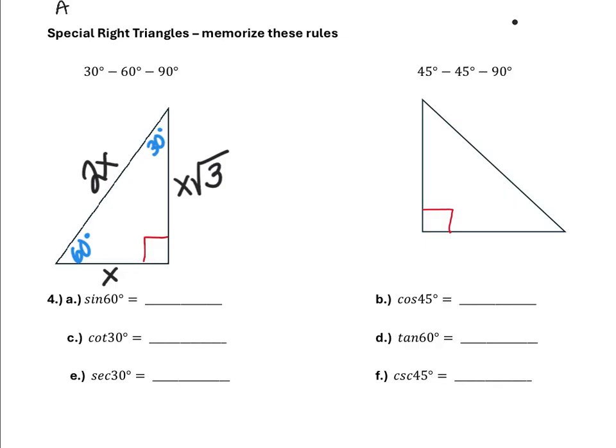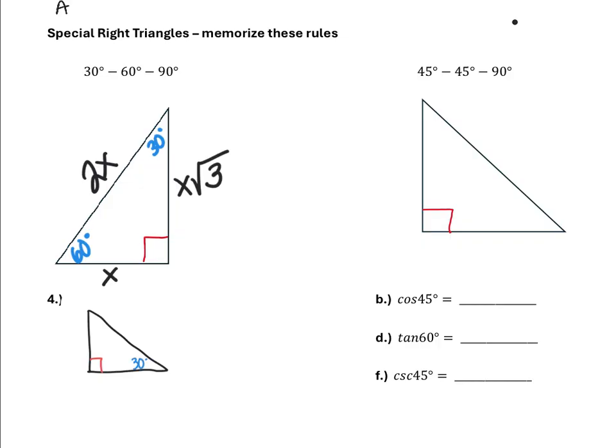Hold on, because I want to just do this different. I want to do a little bit more practice on this rather than on finding more trig functions. Okay, so for number 4, let's say if we had a special right triangle that was like this. So we've got our little right angle here. We've got our 30, and we have our 60.